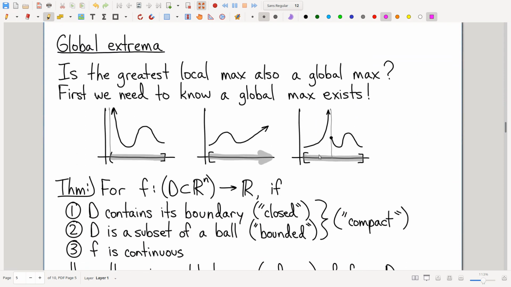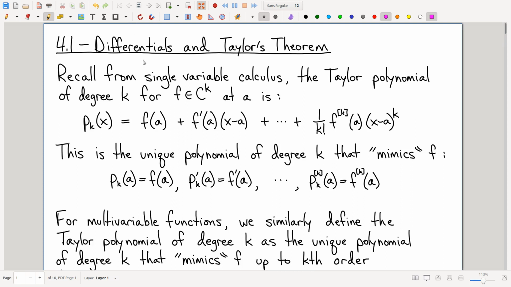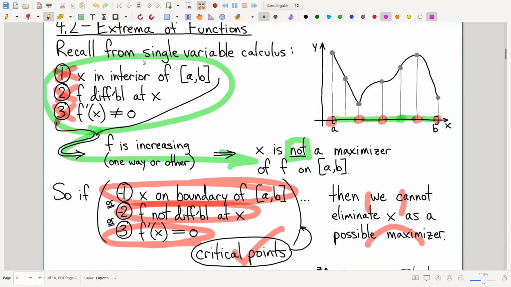Okay, global extrema. Let's talk about this a little bit. There's a problem with our process of elimination. Keep in mind, that's what we're doing here. If I go back to the second page, we have here a process of elimination. I eliminate all the green points where I know for sure that's not what I'm looking for. And then, what's left? The maximizer must presumably be one of these remaining uneliminated points, right? So it's a process of elimination.